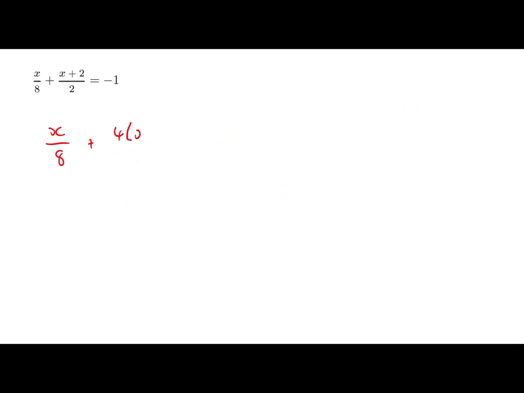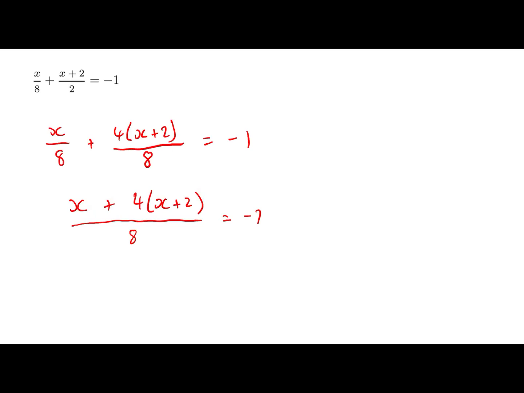So what I'm going to do is rewrite this as x over 8 plus 4, use a bracket, 4 lots of x plus 2 over 8. So I've just rewritten the second fraction so that we end up with a common denominator of 8. Okay, if that's not clear to anyone, just let me know. And in the case of where we've got the common denominator the same, it's easy to add the fractions. It's just going to become x plus 4 over x plus 2 all over 8 equals negative 1.